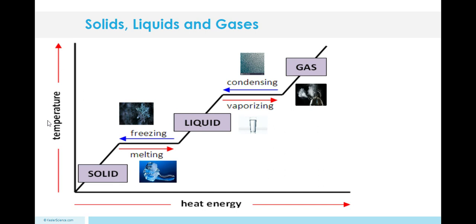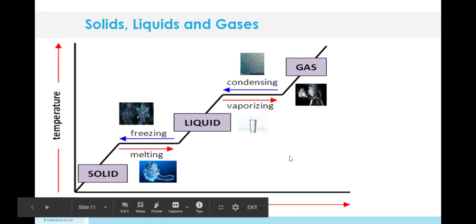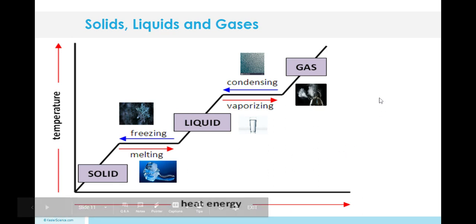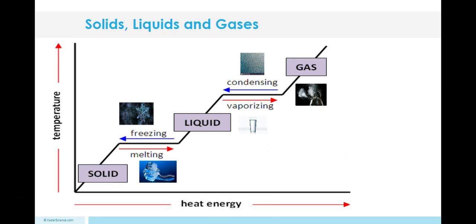Again, looking at the labels of our Y and X axis, that gives us the information we need to know to understand what we are looking at in our diagram here. The arrow pointing up where it says temperature, it's pointing up because as we move up the graph, the temperature is getting higher. And across the bottom where it says heat energy, as the temperature goes up, the object is getting hotter. More heat energy is being applied.